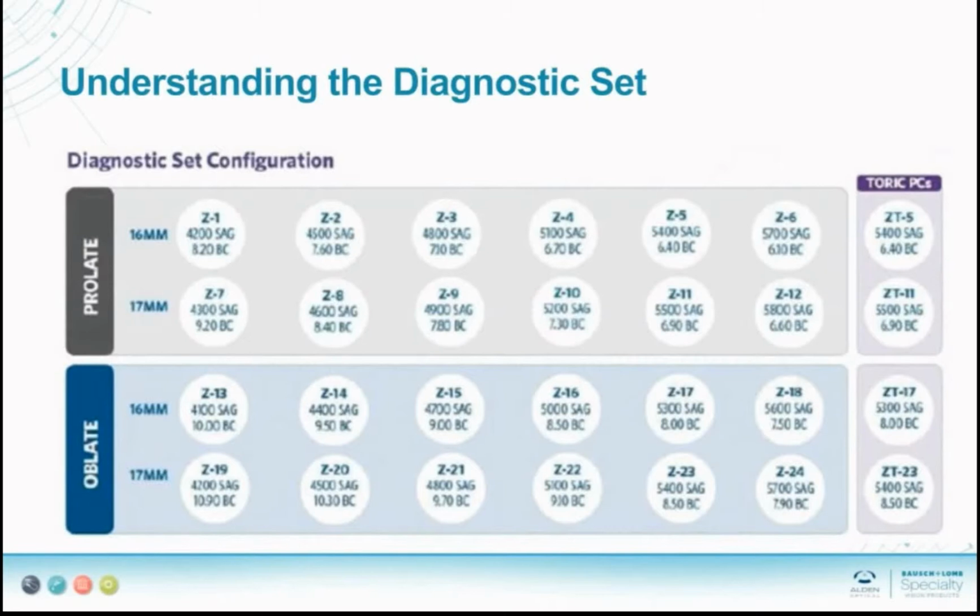All of the parameters in this column are identical to the column starting with Z5. The only difference is that instead of the standard advanced peripheral system or landing zone, the toric PC diagnostic lenses have peripheral curves of flat 3 in one meridian and steep 3 in the other meridian, for a total of 180 microns difference between the flat and steep edge.